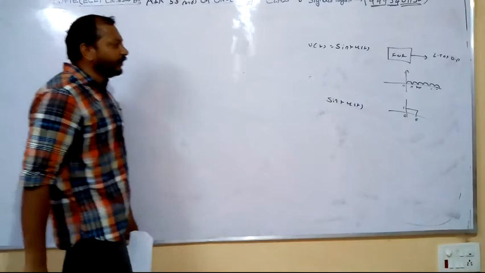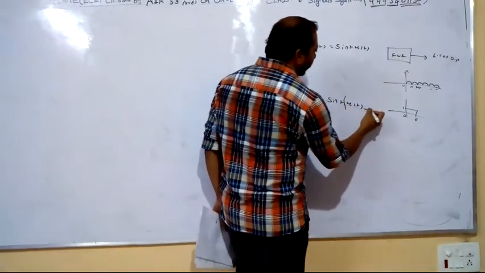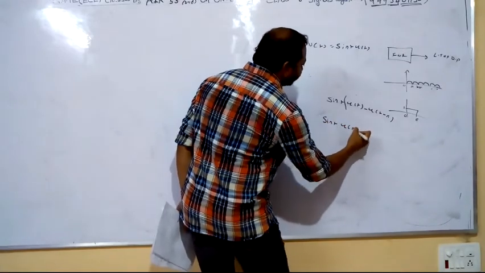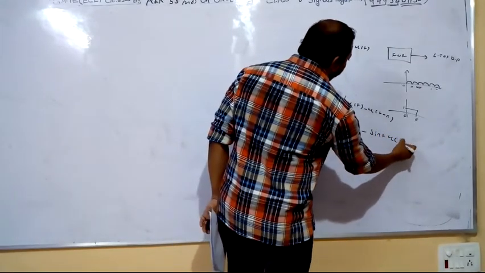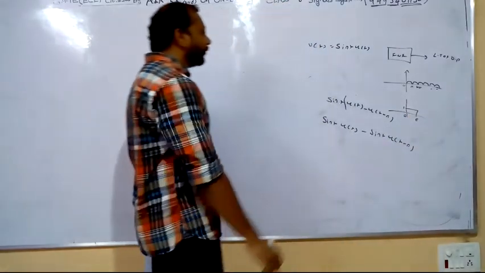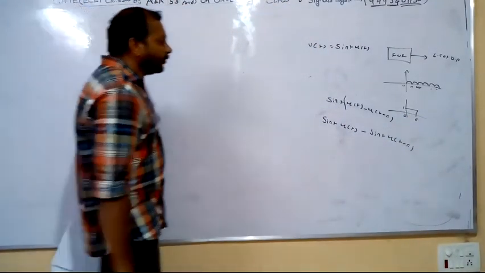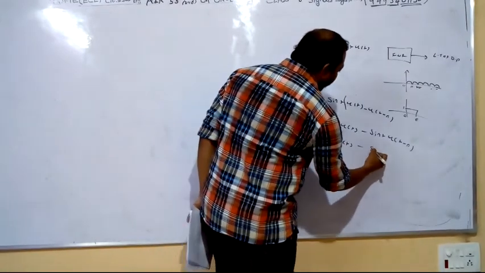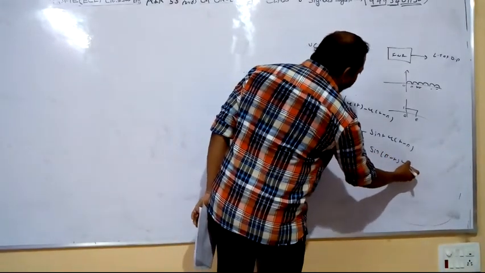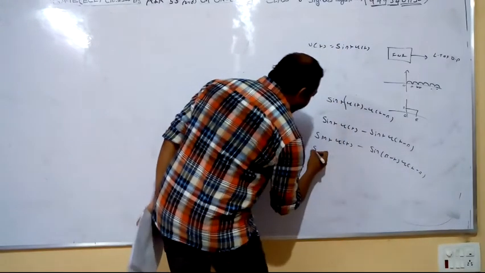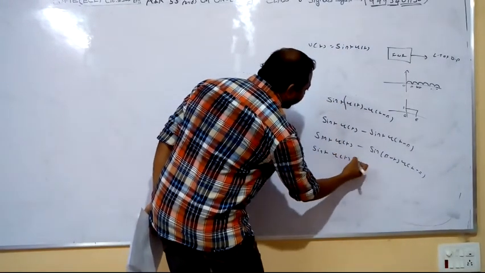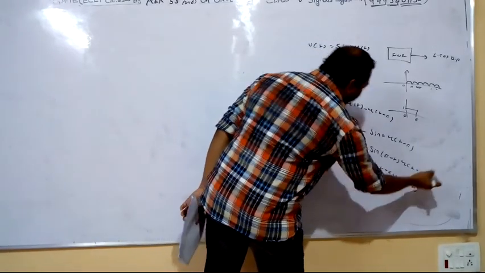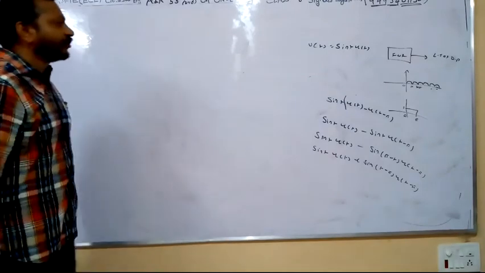So this can be directly represented as sin t into u of t minus sin t into u of t minus pi. So this can be represented as sin t into u of t minus sin of pi minus t into u of t minus pi. Again this can be represented as sin t into u of t plus sin of t minus pi into u of t minus pi.